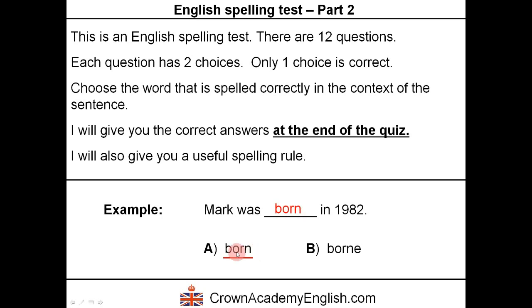B-O-R-N. Okay? So when you're doing the test, I advise you to actually write each word. Don't just underline the correct answer. I want you to write the word on a piece of paper because that will help you. So before we start, get a piece of paper, write the numbers 1 to 12, and for each question, write the complete word. Are you ready? Let's start with question 1.